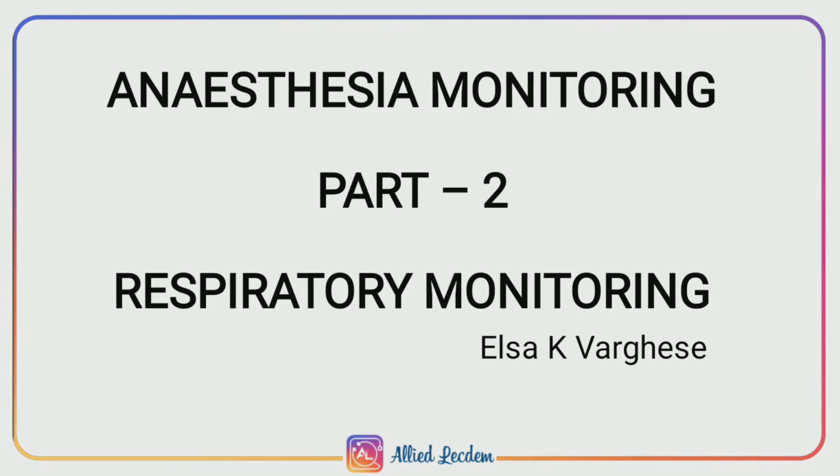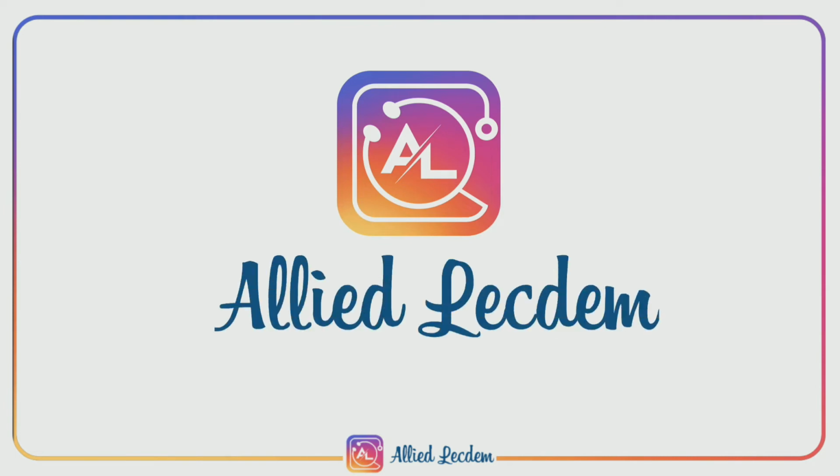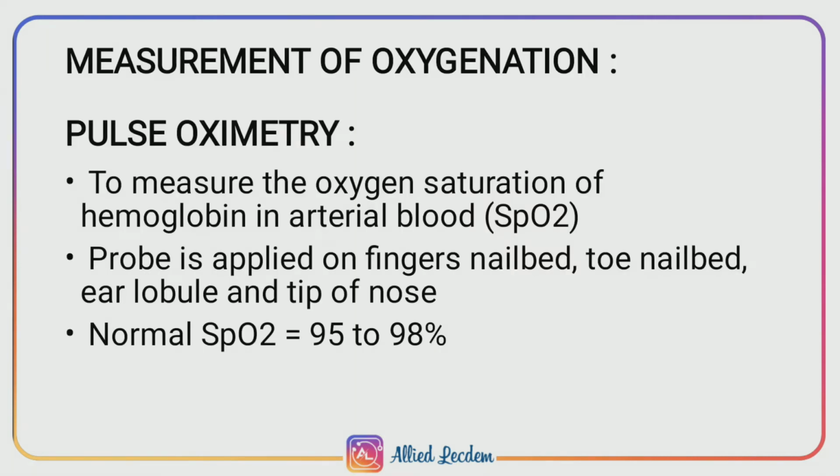Today's topic is about respiratory monitoring. Measurement of oxygenation. First, we'll see about pulse oximeter. Pulse oximetry is the most basic and mandatory monitor to measure the oxygen saturation of hemoglobin in the arterial blood.